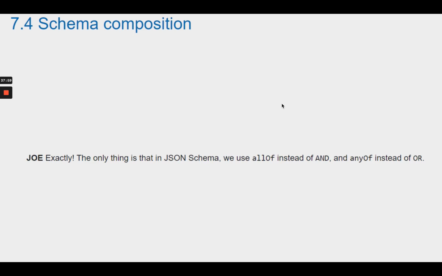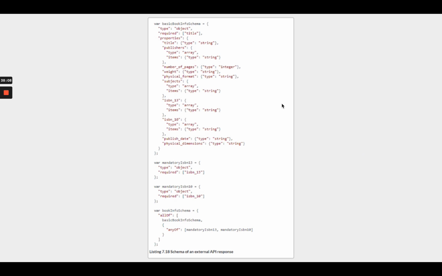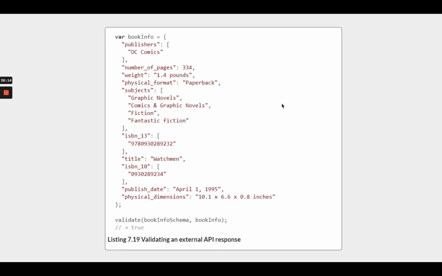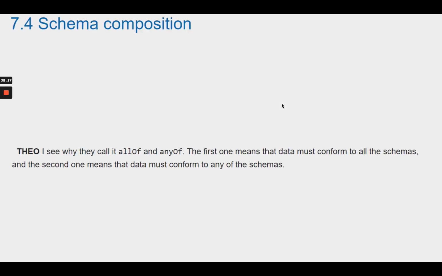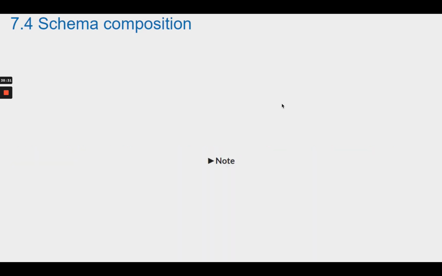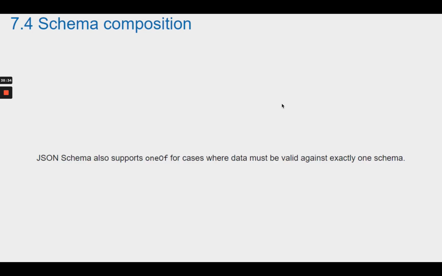Joe: Exactly. The only thing is that in JSON schema we use allOf instead of and, and anyOf instead of or. Joe shows Theo the result in listing 7.18 and an example of its usage in listing 7.19. Theo: I see why they call it allOf and anyOf. The first one means that data must conform to all the schemas, and the second one means that data must conform to any of the schemas. Joe: Yep. Note: JSON schema also supports oneOf for cases where data must be valid against exactly one schema.